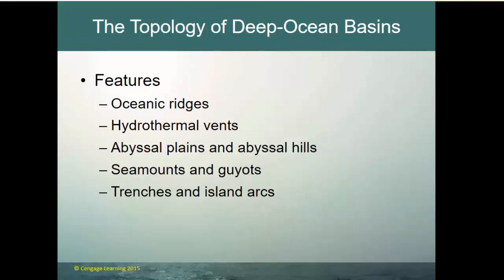All right, so we've talked a lot about the continental margins, the continental slopes, and the rises, and now we want to talk a little bit about the deep ocean basins. So the features of the deep ocean basins, we talked with plate tectonics about the oceanic ridges. There's also the abyssal plain between the ridge and the continents and abyssal hills. And then in addition to that, there are seamounts and volcanoes and these things called guyots. There's trenches and island arcs, and there's hydrothermal vents.